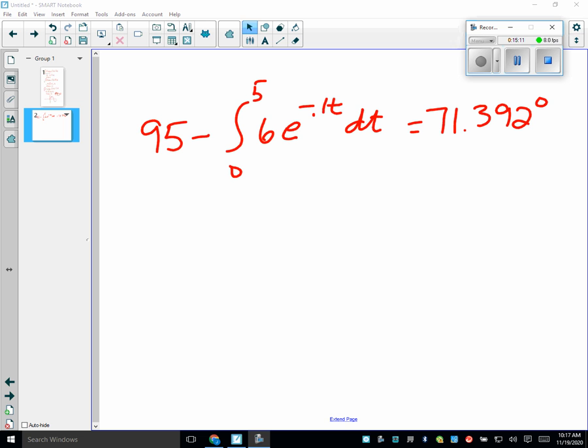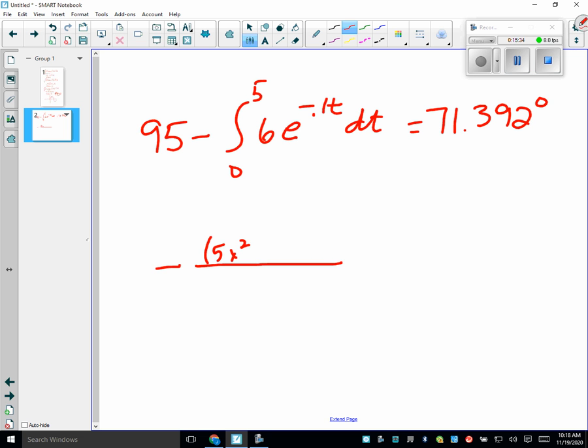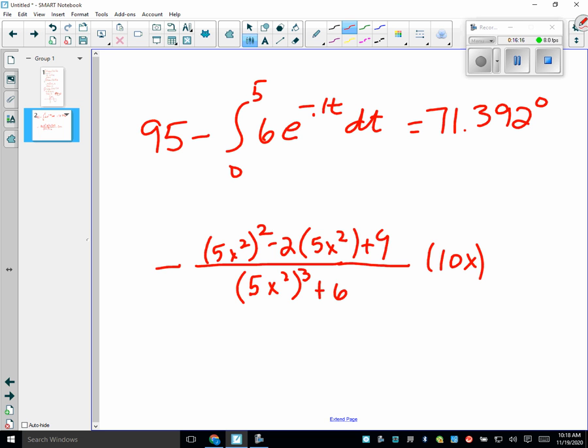Then, everywhere there is a t squared in the problem, you put a 5x squared. So on 16, I have negative, and then I have 5x squared squared minus 2 times 5x squared, right? Plus 9 over 5x squared cubed plus 6. Then it's going to be times the derivative of 5x squared, which is what? 10x. This whole thing is times 10x.